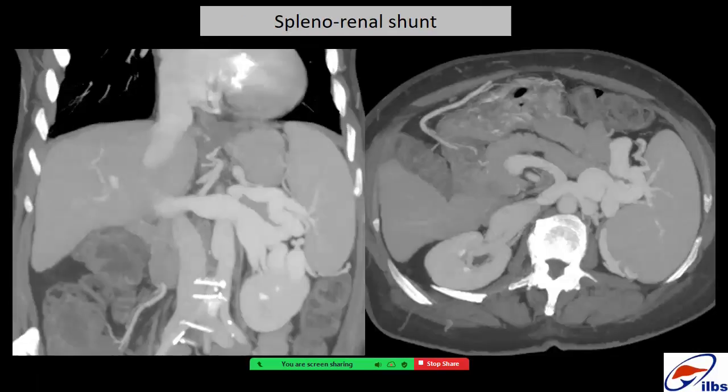Then we have another splenorenal shunt where the shunt is distal in the renal vein, and the adrenal and the gonadal vein are separate.